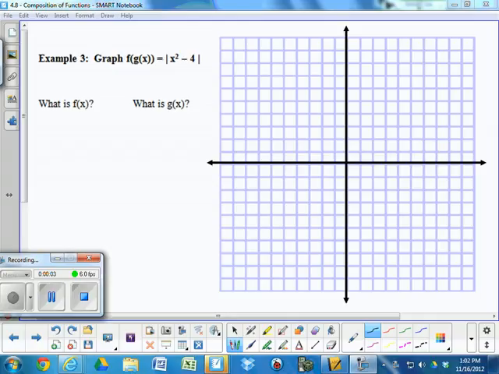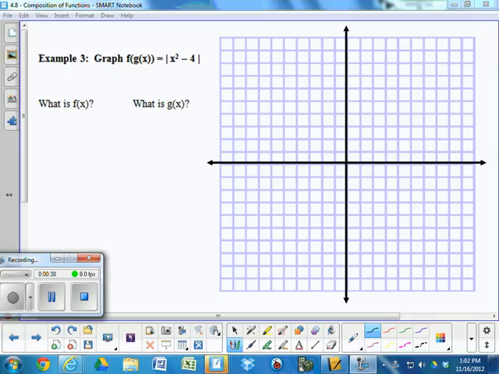This is 4.8, example 3 from your notes, and it has graphing f of g of x, where you have one function inside another. I've often used the analogy throughout the years that these composite functions are kind of like M&Ms, where you have chocolate inside a candy shell, right? You have one treat, chocolate, inside another treat, candy shell, right? And even better are peanut M&Ms, where you have the peanut inside the chocolate, inside the shell, okay?